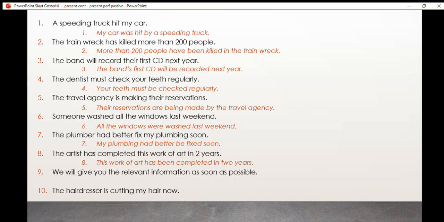The artist has completed this work of art in 2 years. This work of art has been completed in 2 years. And we don't have to say by the artist because it's the work of art.